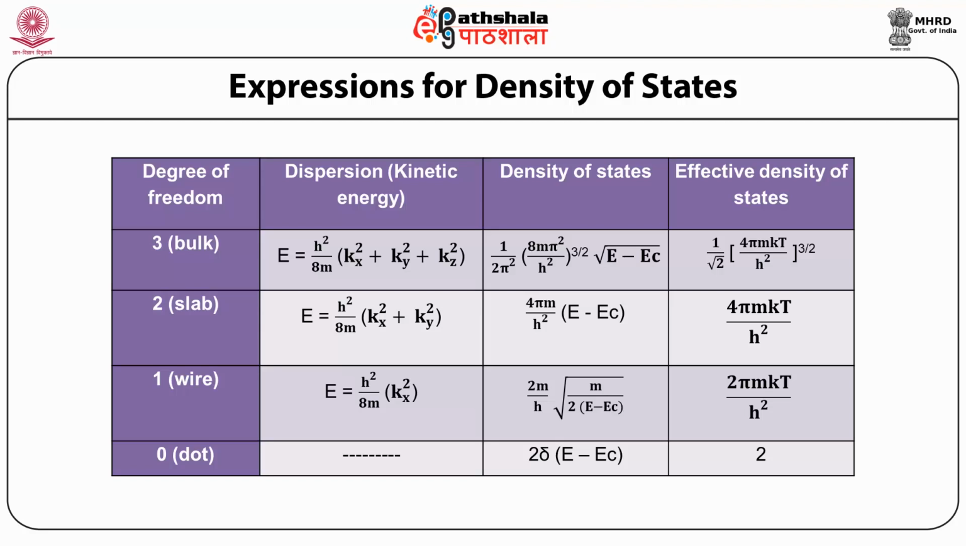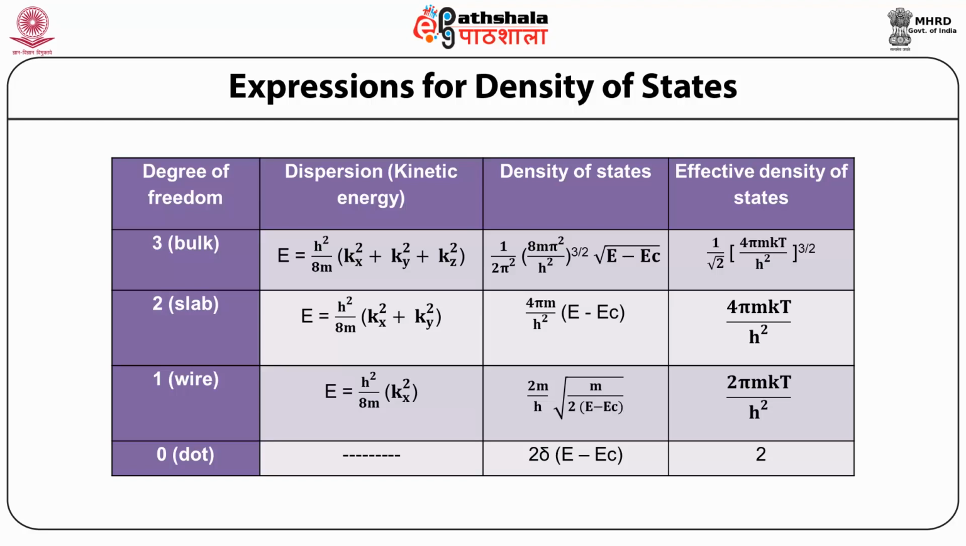If we want to figure out the same thing in the case of a quantum wire, where the degree of freedom is 1, in that case the dispersion kinetic energy is E = h²/8m kx². The density of states is 2m/h √(m/2(E - EC)), and the effective density of states is 2πmkT/h². And in the case of a quantum dot, where the degree of freedom is 0, the dispersion kinetic energy is not defined, whereas the density of states is 2δ(E - EC), and the effective density of states is 2.